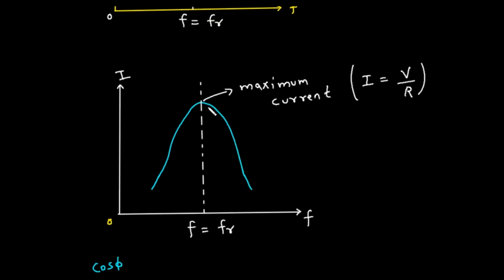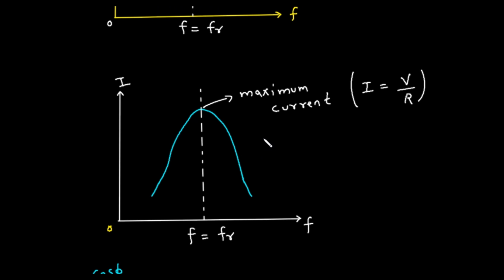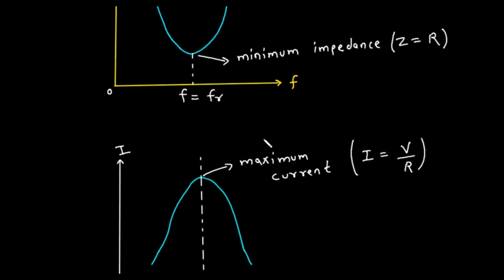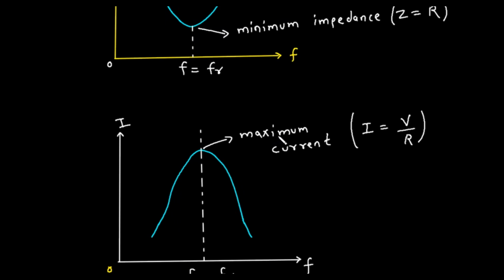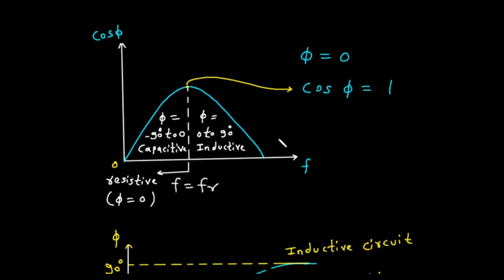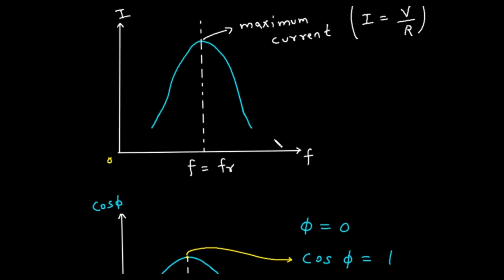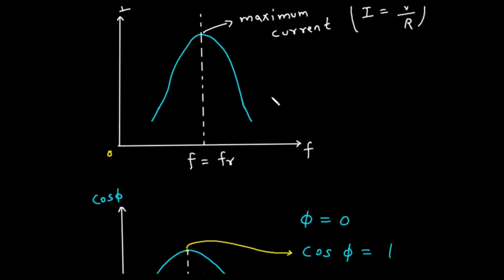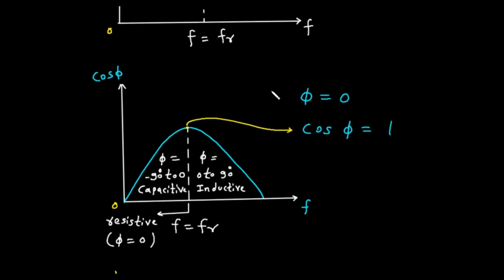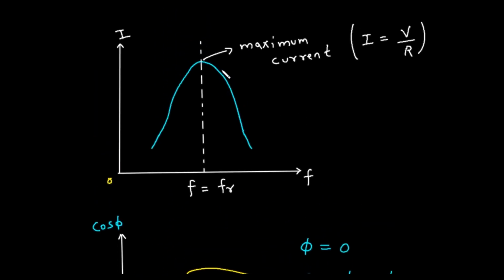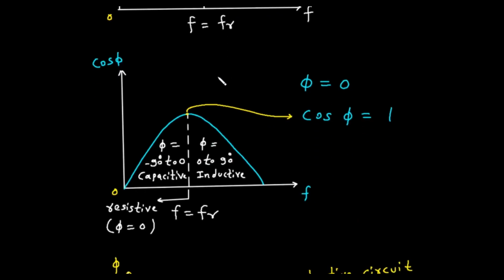Next, let's look at the graph of current, I, versus frequency, f. According to Ohm's law, current is voltage divided by impedance, I equals V/Z. Since current and impedance are inversely related, the graph for current will be the exact opposite of the impedance graph. Where impedance is at its minimum, the current will be at its maximum. So, at the resonant frequency, fr, the current reaches its peak value. This maximum current is equal to the supply voltage V divided by the resistance R. The graph looks like a hill or a bell curve, with the peak right at fr.